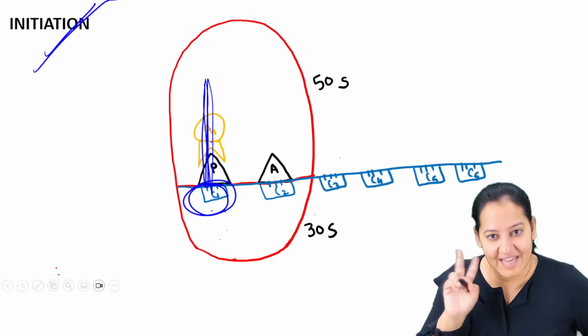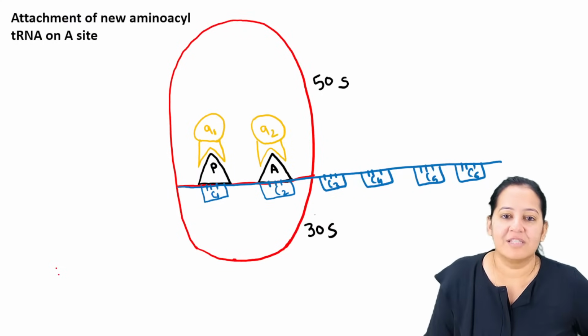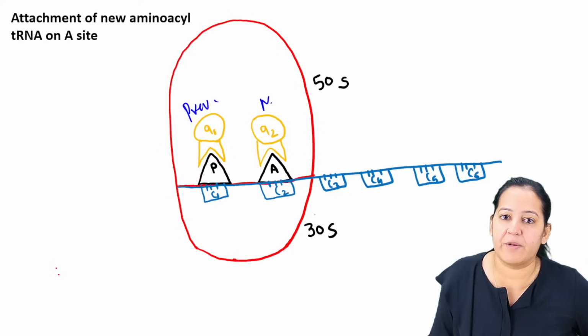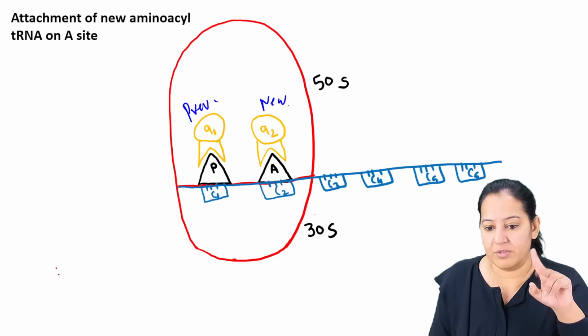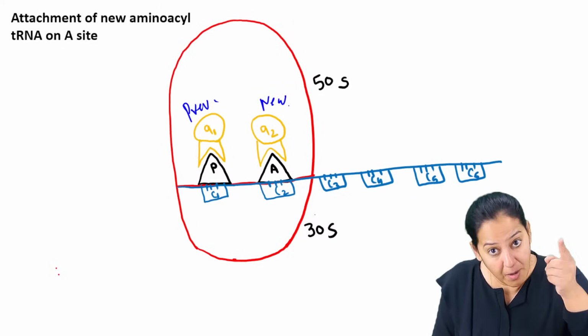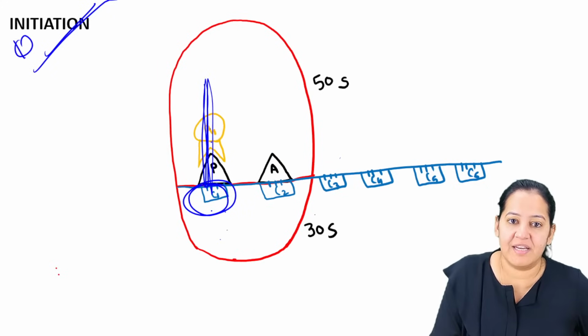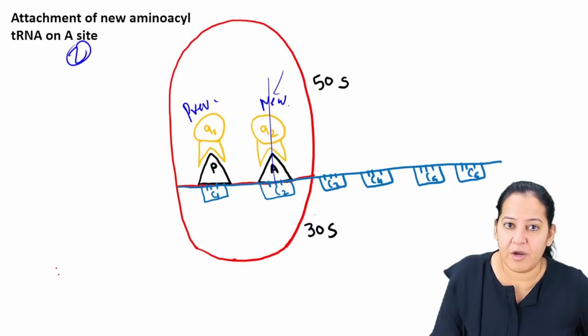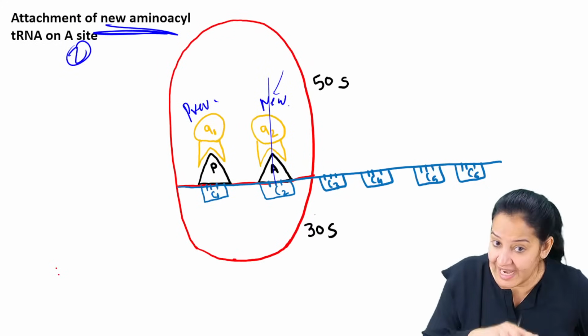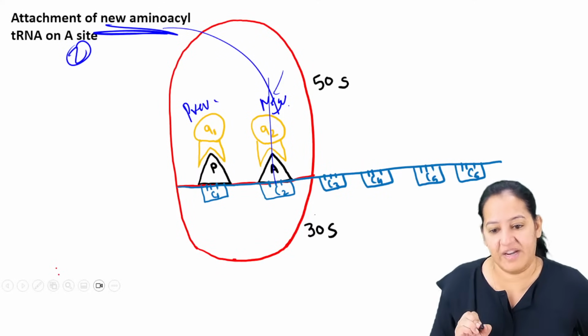Learn it. The second amino acid will come on the A window. This is the previous amino acid. This is the new amino acid. The new always comes on the A window. So the second step comes, the new amino acid comes on the A window. So step 1 is initiation. That takes place on the P window. Step 2 is the coming of the new amino acid tRNA. That is coming on the A window.